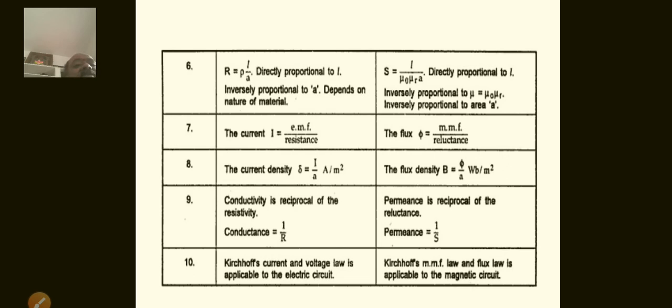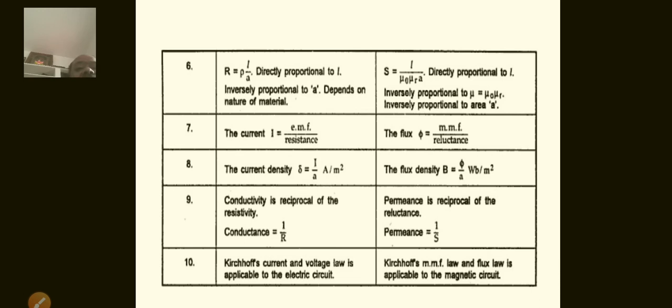There, I is equal to E by R or V by R, whatever. But in the magnetic field, flux equals magnetomotive force F by reluctance. The current density, which is indicated by delta, is equal to I by A, J or delta, whatever it may be. But there, the magnetic flux density, which is indicated by B, is phi by A, Webers per meter square, there ampere per meter square.